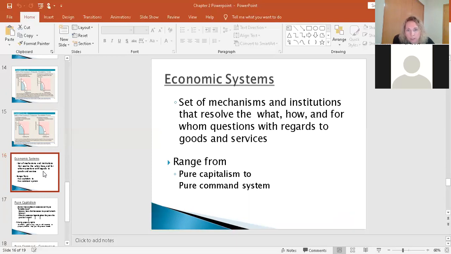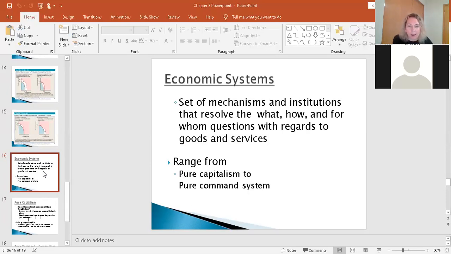So economic systems, by definition, are the set of mechanisms and institutions that resolve the what gets produced, how it gets produced, and for whom it gets produced questions with regards to goods and services. This varies greatly from system to system. But the way that we look at this is on a spectrum.